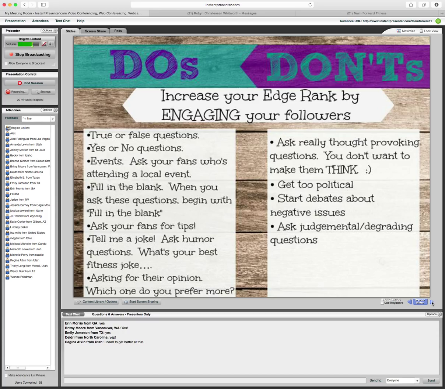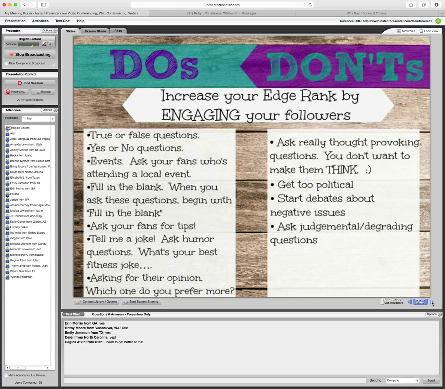A few don'ts that go along with this. Do not go all deep on people. Don't ask them really thought-provoking questions, because if someone has to sit there and think about it, they're not going to comment. I can't think of an example right now, so I'm not even going to try, but really thought-provoking questions, don't do it.